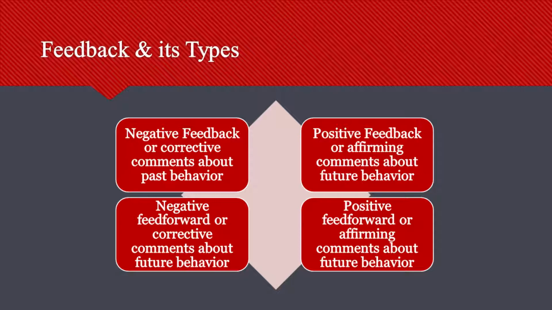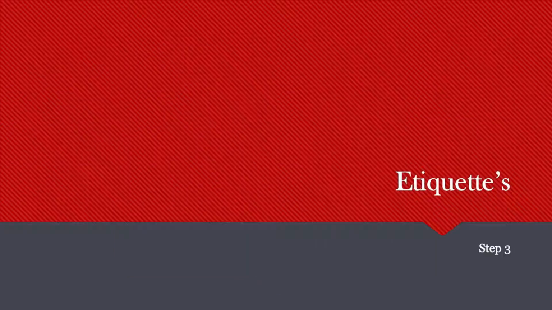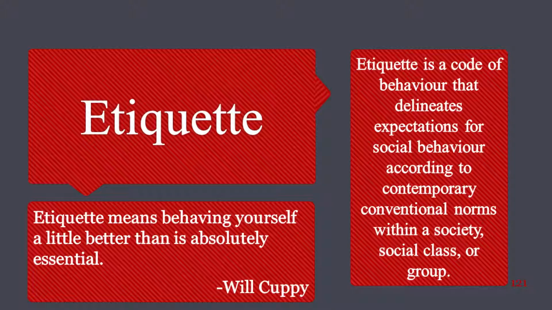Etiquettes. Step 3: Etiquette. Etiquette means behaving yourself a little better than is absolutely essential. Etiquette is a code of behavior that delineates expectations for social behavior according to contemporary conventional norms within a society, social class, or group.